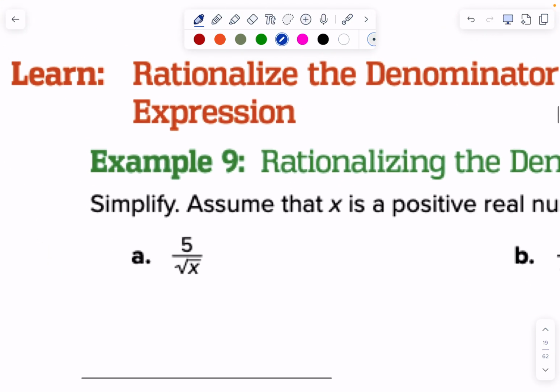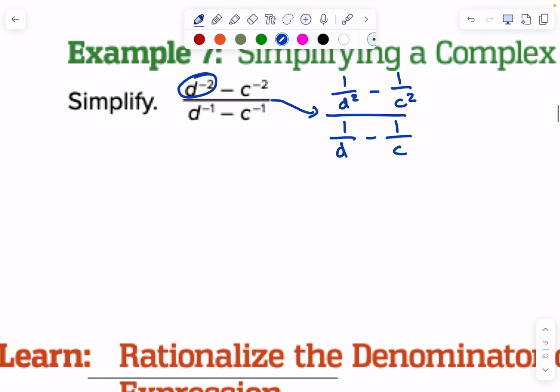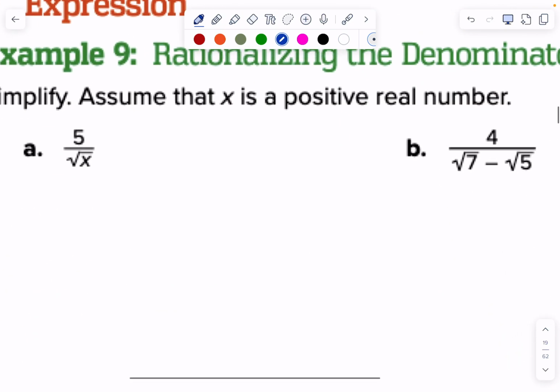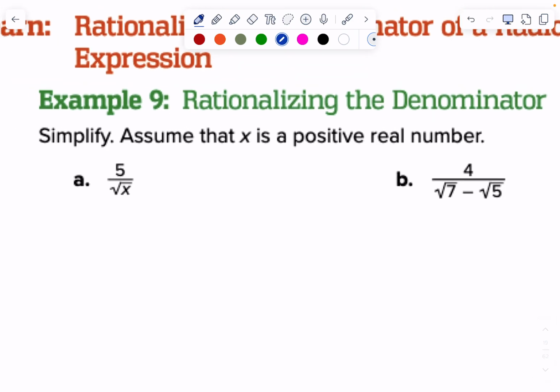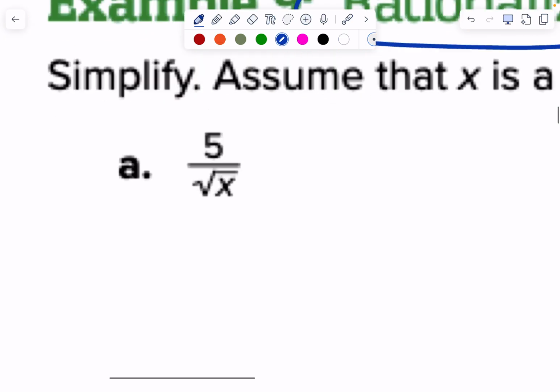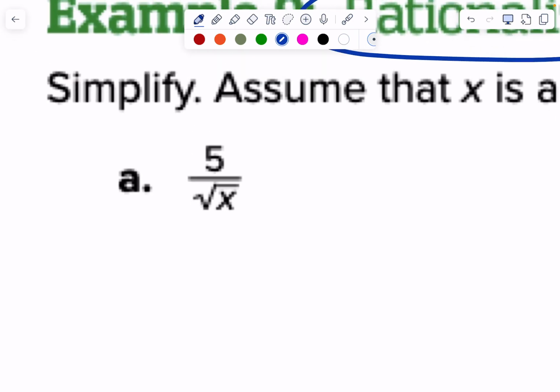All right, let's do example 9. We don't have an example 8, we just have an example 9. The last thing is something called rationalizing. We do this a lot in trig, like a lot. When we look at this guy right here, 5 over the square root of x, this is considered to be improper, like an improper fraction changing it to a mixed number. We do not like to have a square root in the denominator.